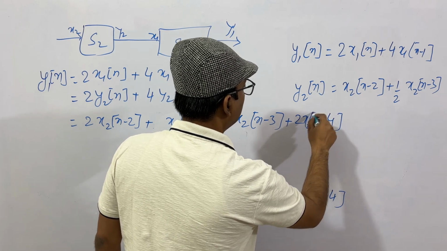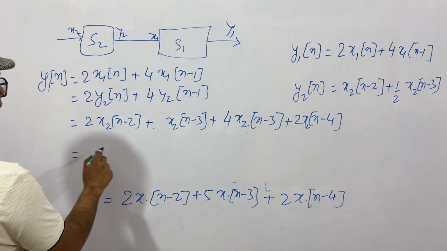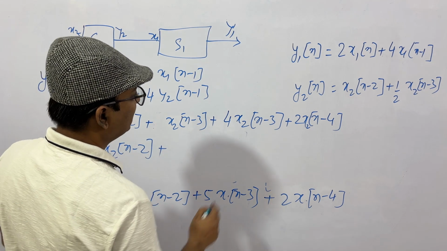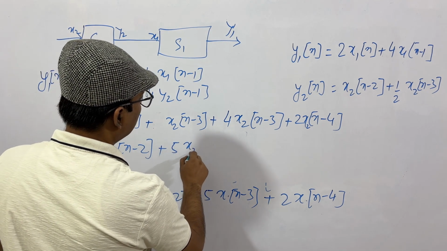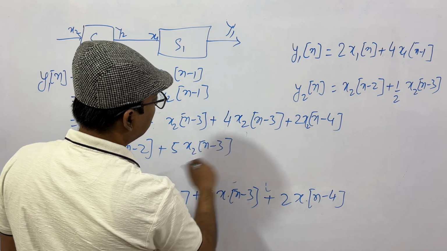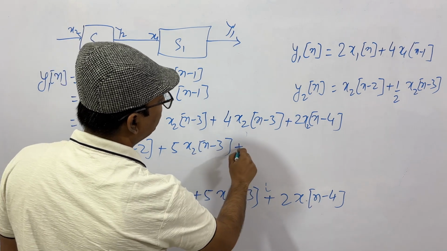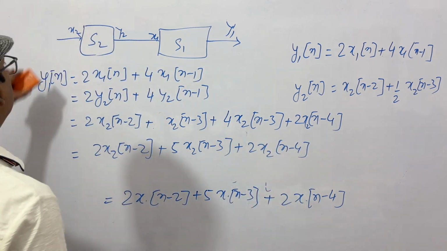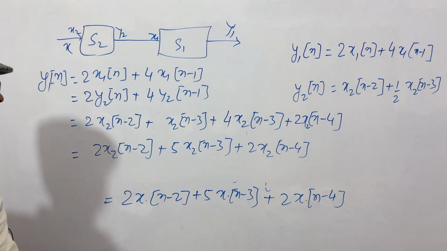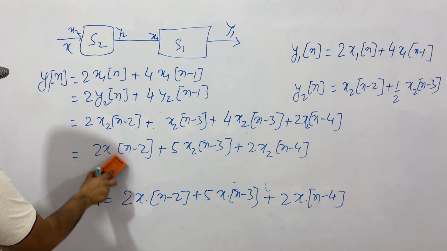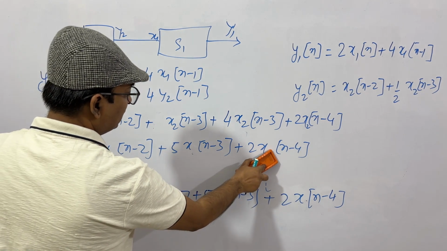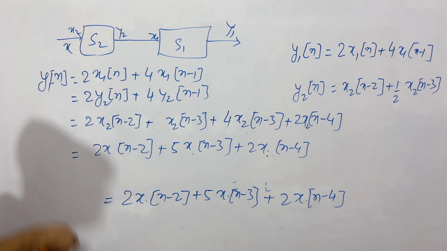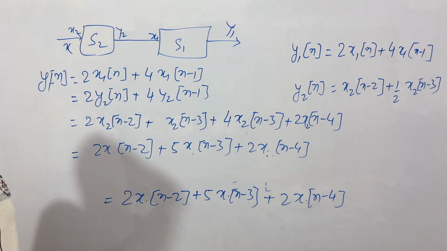So what do we get? We have 2x2[n-2] plus, what about n-3? See, 4 and 1, so 5x2[n-3]. And then twice x2[n-4]. So if in this system, let's say x2 was x, like we did in the last example, we can just omit this 2. Now see, this signal and this signal are the same. That is, even if we interchange the systems, the output will be the same.